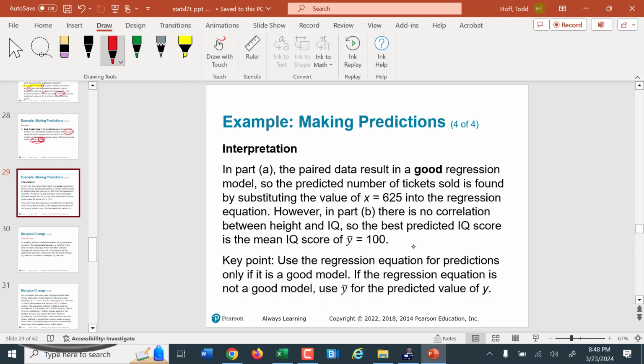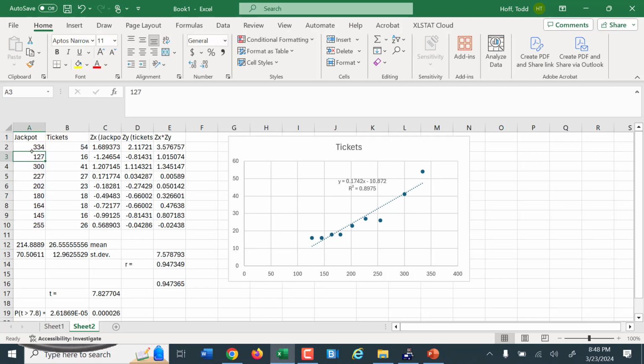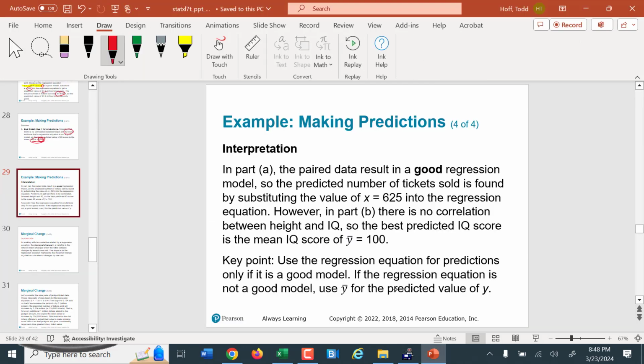So the paired results in the first question, comparing ticket sales to the jackpot, is a good regression model. So that's why we were able to use that equation. But the range of the data for those X values goes from 127 million to 334 million. If we had values that were outside that range, we would not want to try to use it to predict. We're going to stay within the scope of the data.